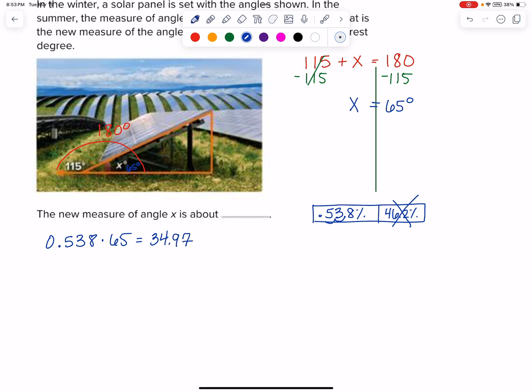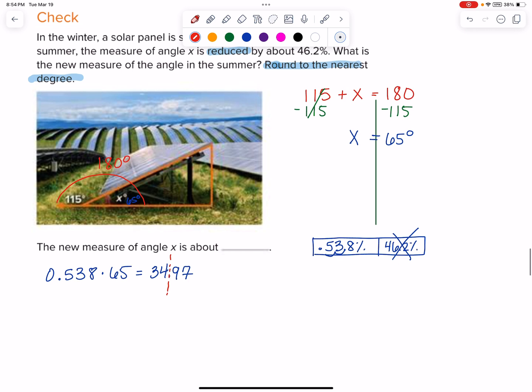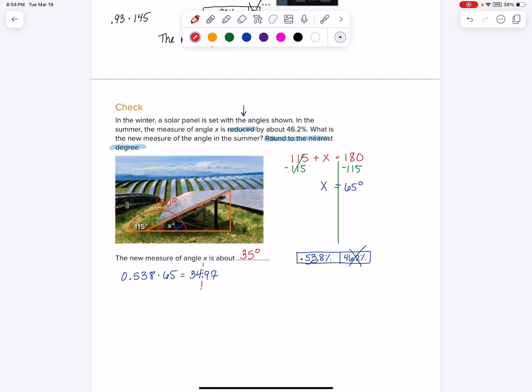Okay, so we have 34.97. And it does tell us to round to the nearest degree, so we have to pay attention to that. Nearest degree means we're cutting it here. Nearest whole degree, so instead of 34, would it be 34 or 35? It would be 35. So the new measure angle is about 35 degrees. All right, so that's how you tackle those.